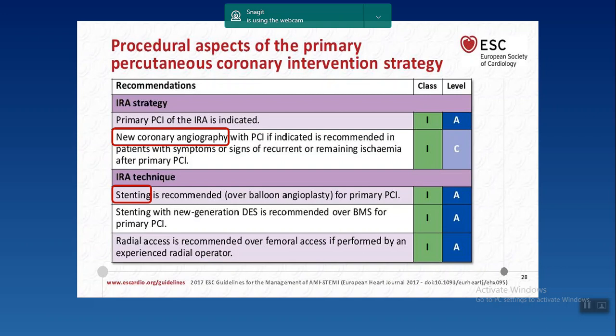It's recommended to always put a stent over balloon angioplasty whenever possible for primary PCI, and now it's recommended to use new generation drug-eluting stents over bare metal stents. Radial access became the standard of primary PCI after many trials that have shown improved outcomes with radial access. However, this should be according to the operator experience.